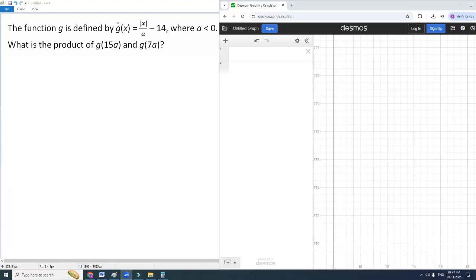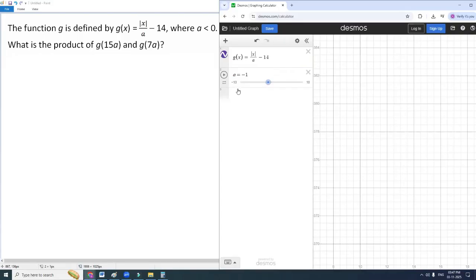Here we have the next problem. The function g is defined by g of x equals the absolute value of x divided by a, minus 14, where a is less than 0. What is the product of g of 15a and g of 7a? Let me take the function g of x as input in Desmos. It is g of x equals the absolute value of x divided by a, minus 14. And the question says a is less than 0. That is, we can take some negative value for a. Let's use a slider over here and take some negative value for a.